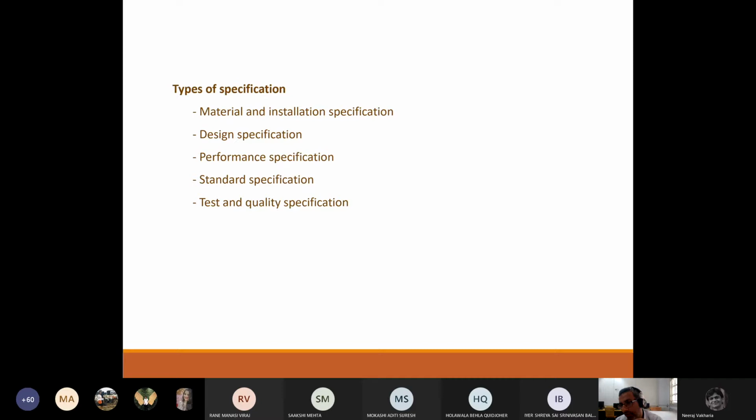Like you need to know what is the content of the cement plaster, whether it is one to four, and how it is to be applied. What is the content of the paint and how it is to be applied? What is the content of the tile and how it is to be applied? Something like that. The other one at times is a design specification.